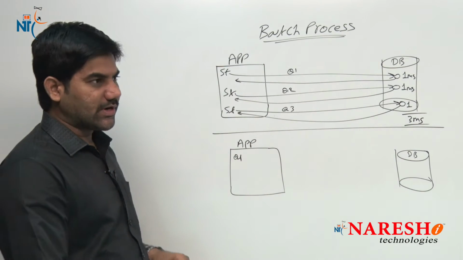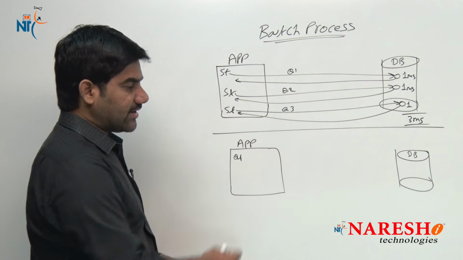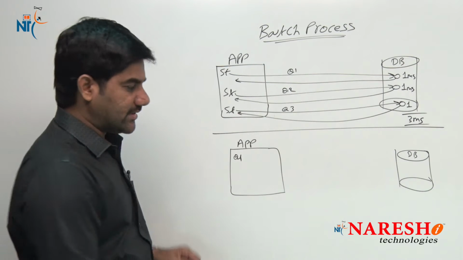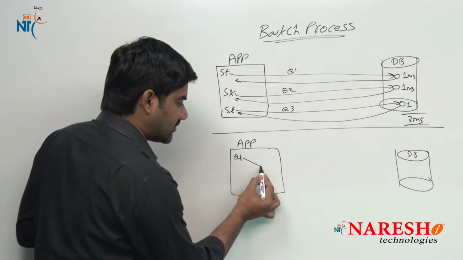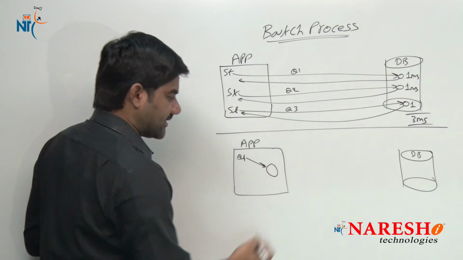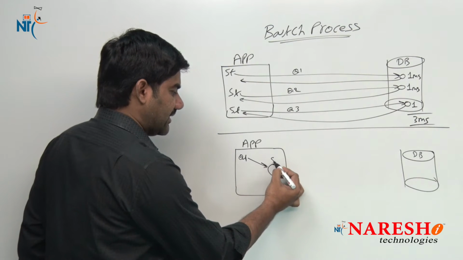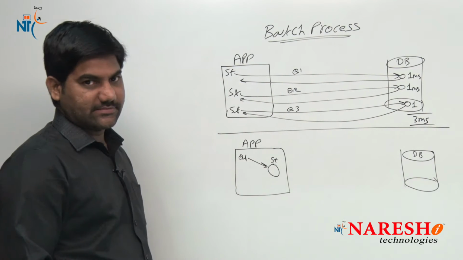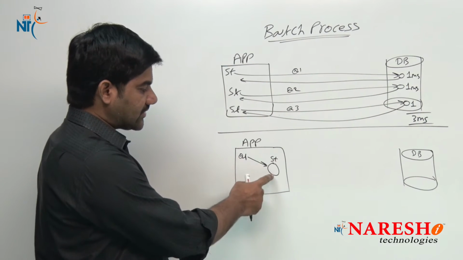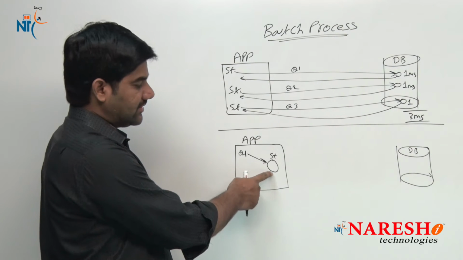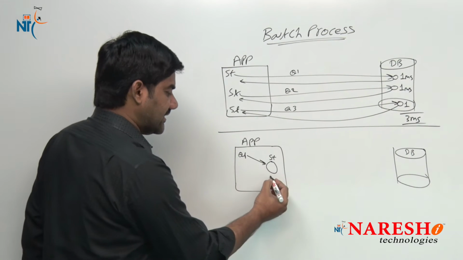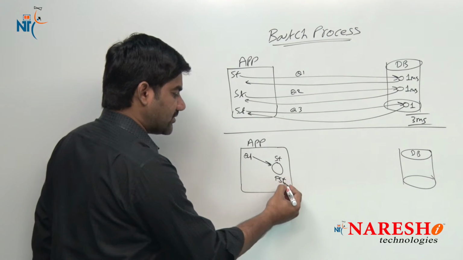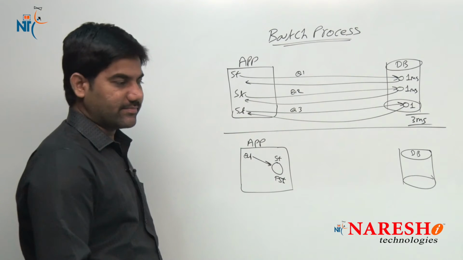But in this process, what happens? I am not sending the query to the database. Then what are we doing, sir? This query we are storing first into a local object. Which object is this, sir? Either Statement or PreparedStatement. We store the query into our local object first. That object is either Statement or PreparedStatement, our choice. Anything you can take.